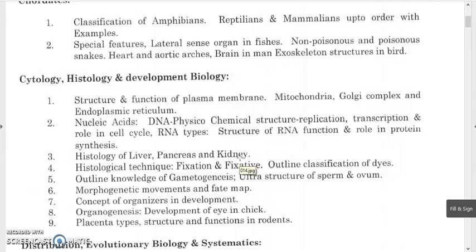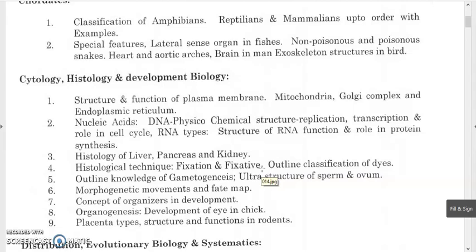Histological technique: fixation and fixatives, different fixatives like Bouin's fluid, different staining methods, modern dyes you have to use for histological analysis, outline classification of dyes, right? Now, outline knowledge of gametogenesis. Gametogenesis is a part of developmental biology, like ultrastructure of sperm and ovum, morphogenetic movement and fate map. Morphogenetic movements, like during gastrulation, you find different morphogenetic movements like epiboly, involution, delamination, right?